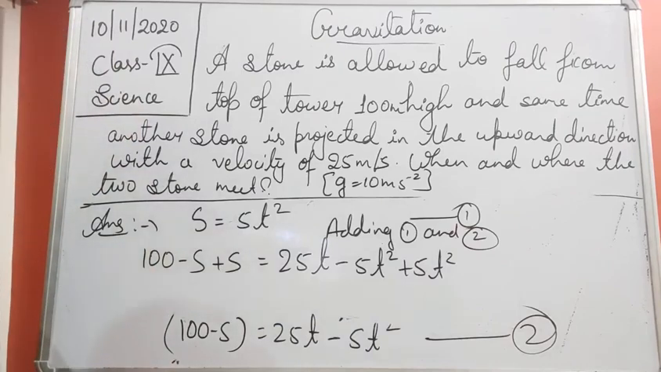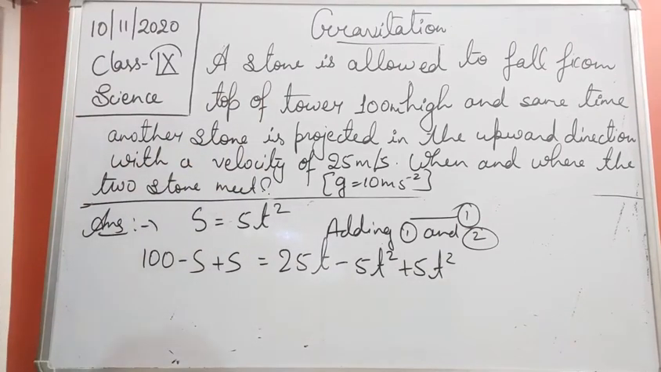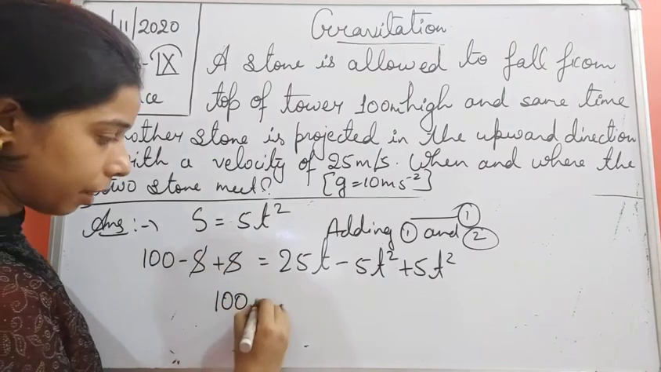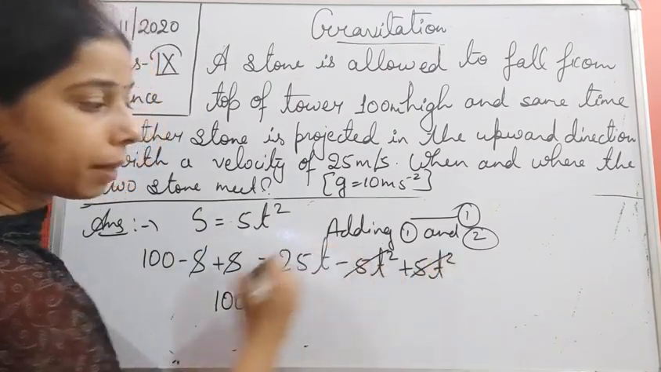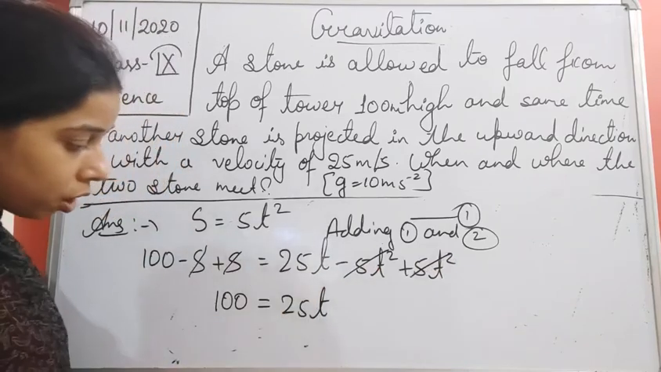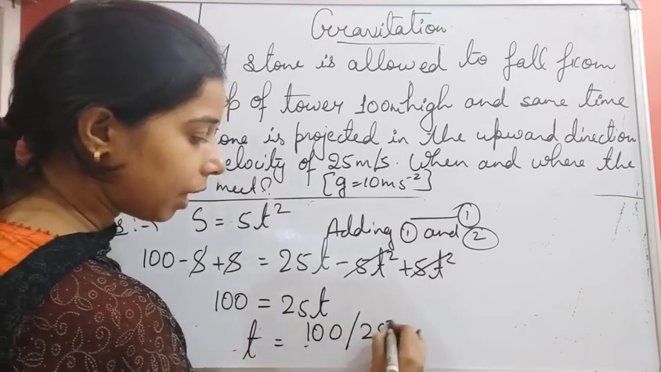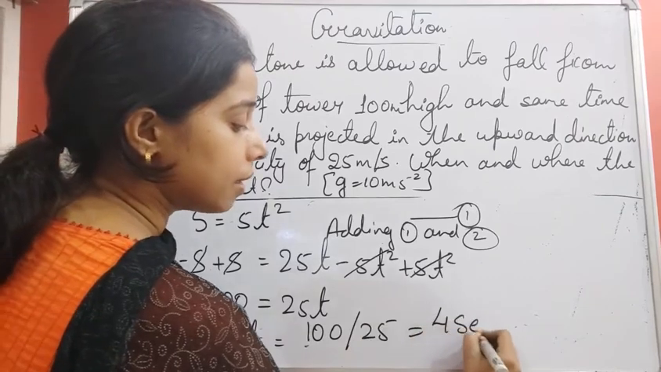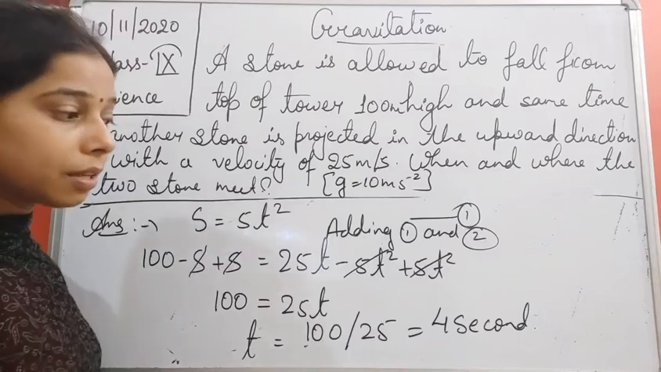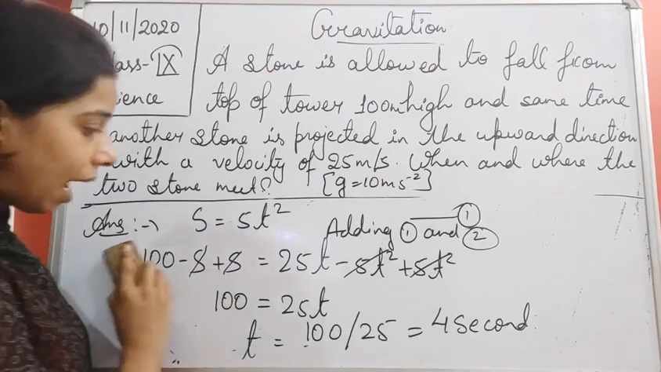Now you see, here we can write it like this: S and this S will cancel each other. So here it will remain as 100. And this minus 5t square and plus 5t square will cancel each other and 25t will remain as such. So t will be equals to 100 divided by 25 and that will be equals to 4 seconds. So where they will meet, students, both of them will meet after 4 seconds. Okay, now we are knowing the value of t.